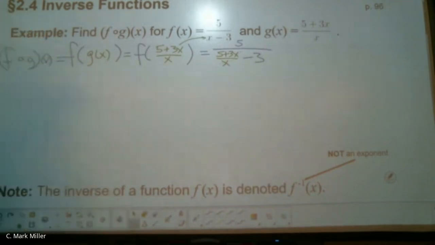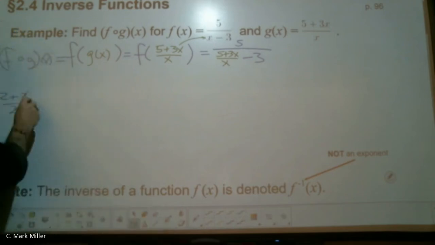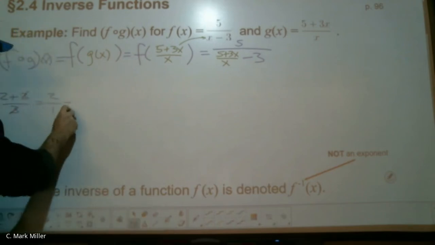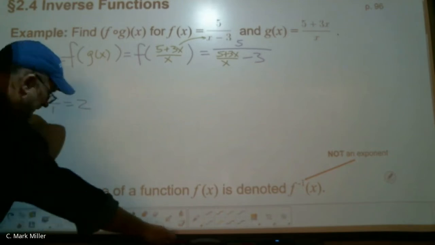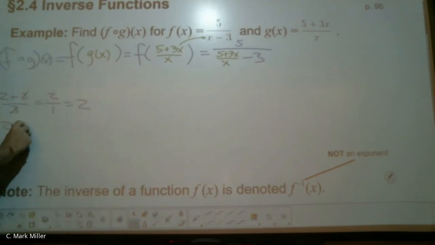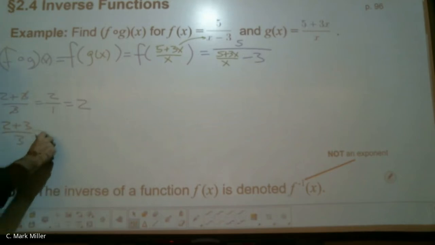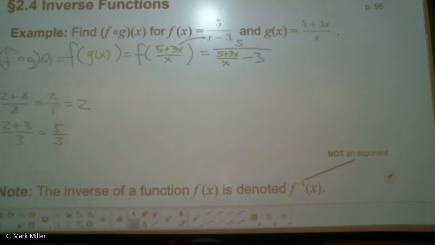Let's just use some simple numbers. 2 plus 3 over 3. If I cancel the 3's, that gives me 2 over 1 equals 2. But what it should be is 5/3. So you see, you come out with something different.